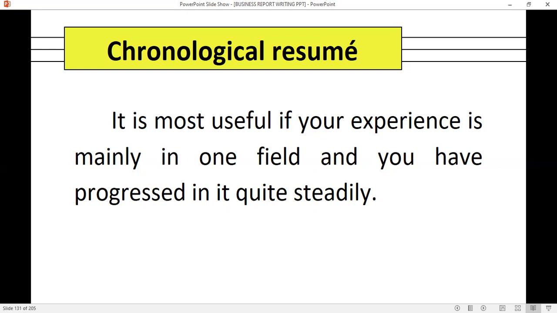On the other hand, you are an accountant, office admin, or manager. If it is just one field that you have been pursuing since you started working until you apply to a new institution or company, then you might use the chronological resume. Here you will show the progress, the process, the years, and your past employers.